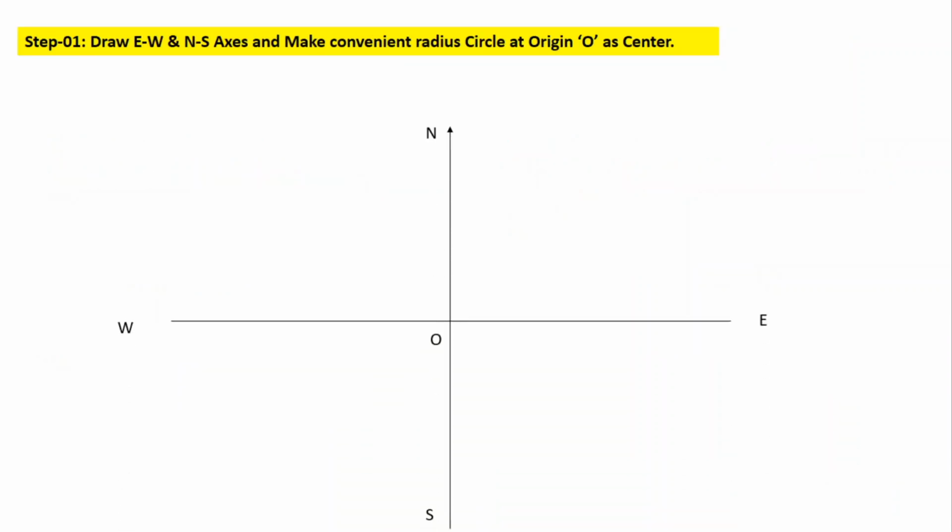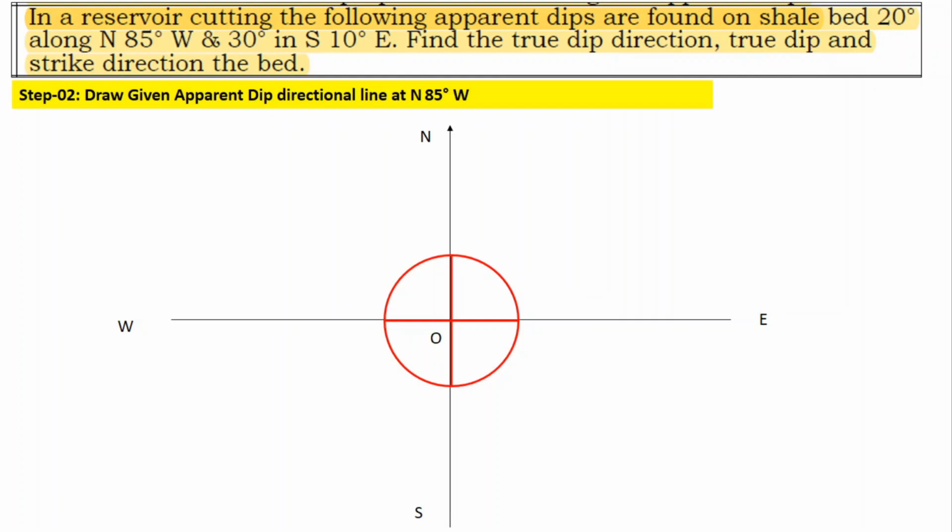Step 1. Draw north-south and east-west axes. Mark the origin as point O and draw a circle with a convenient radius. Step 2. Draw the first apparent dip direction, north 85 degrees west.